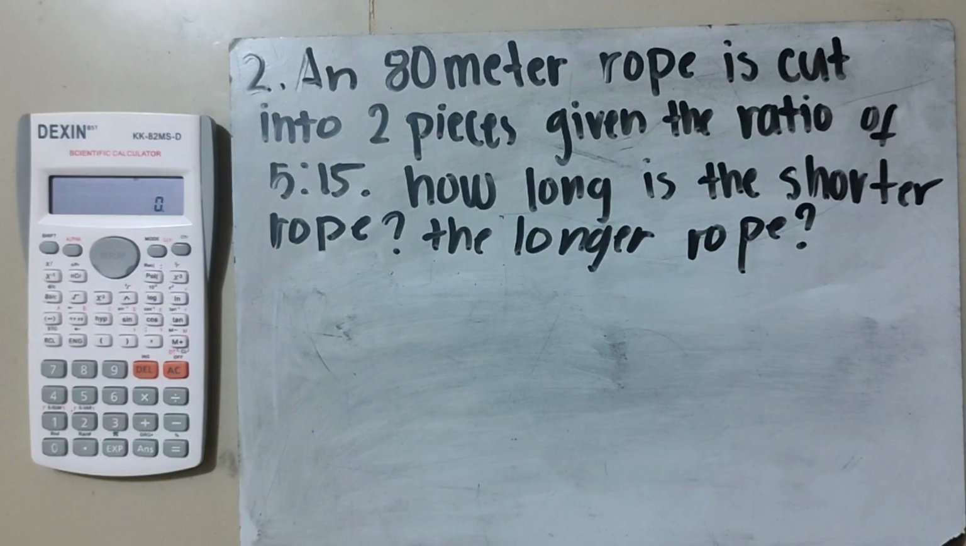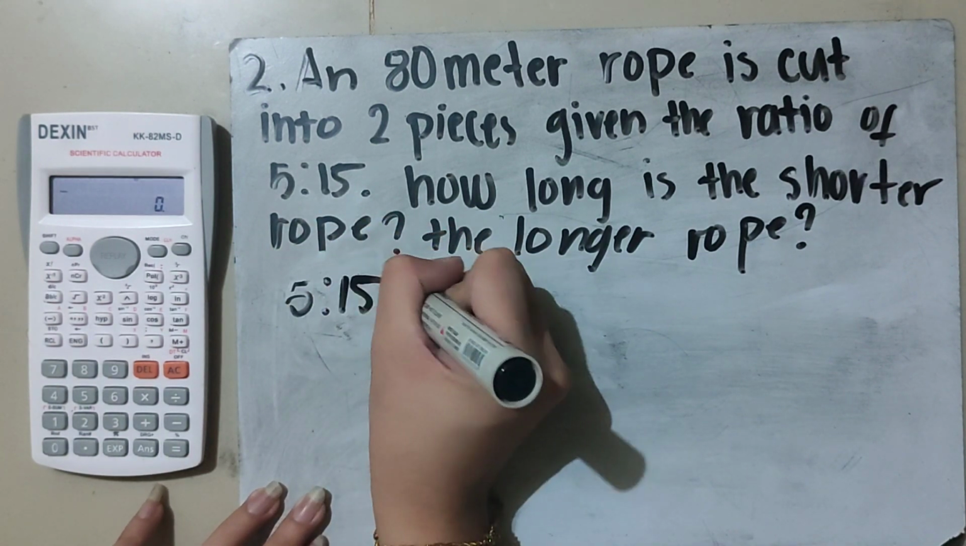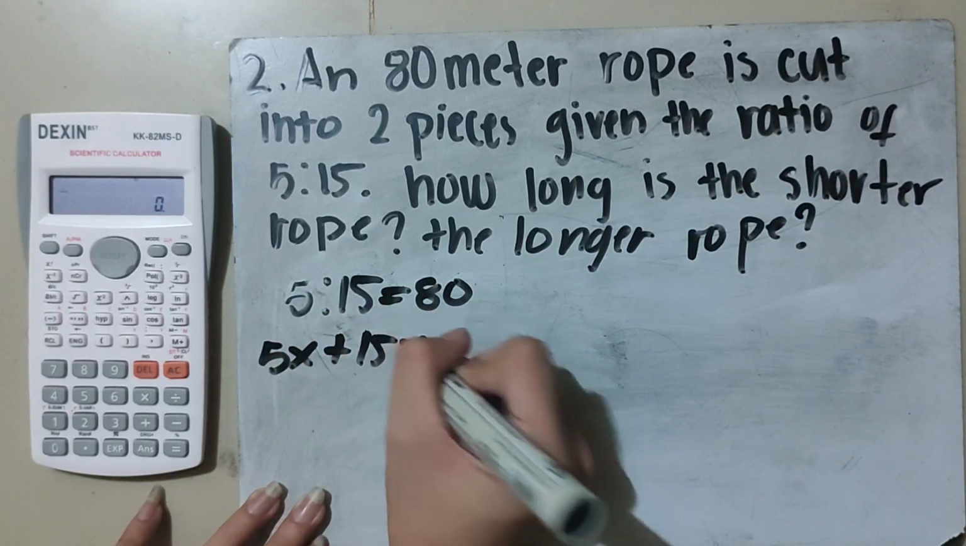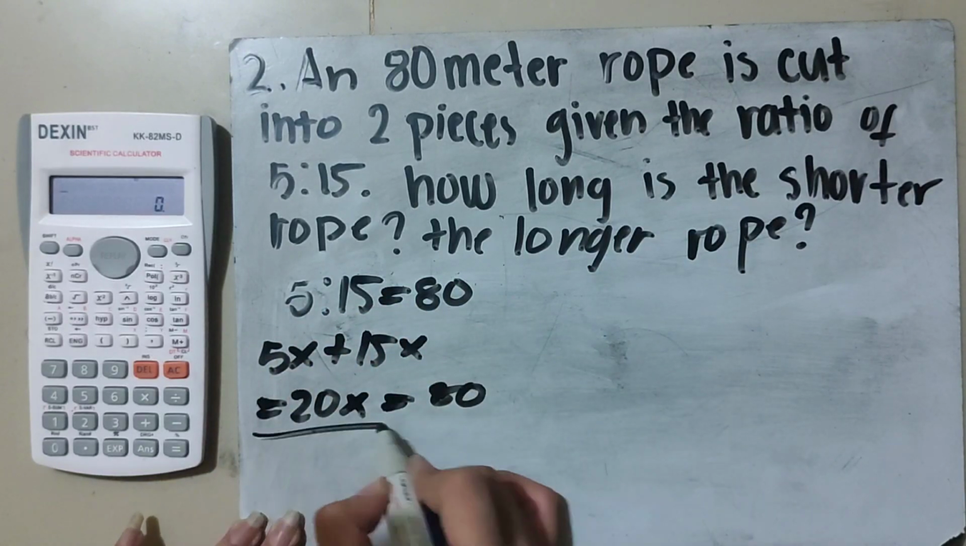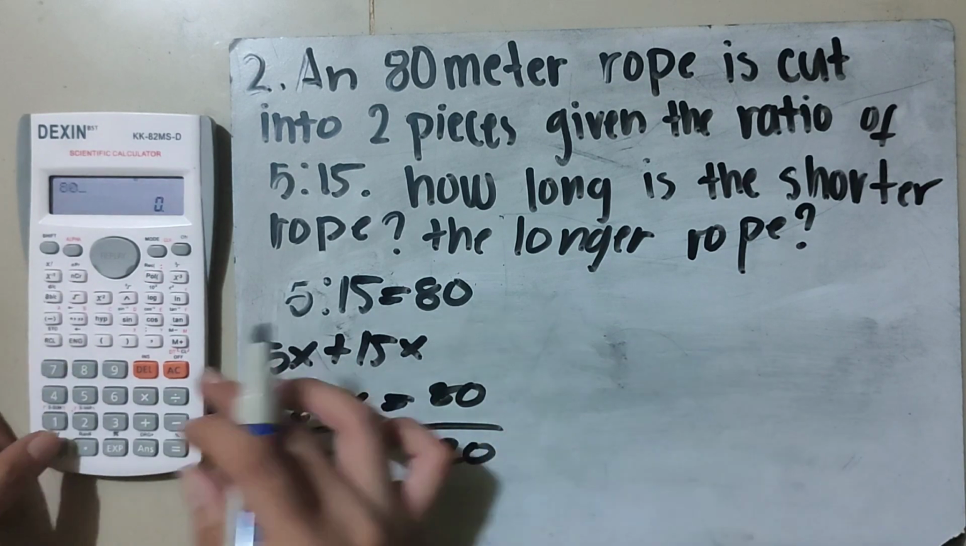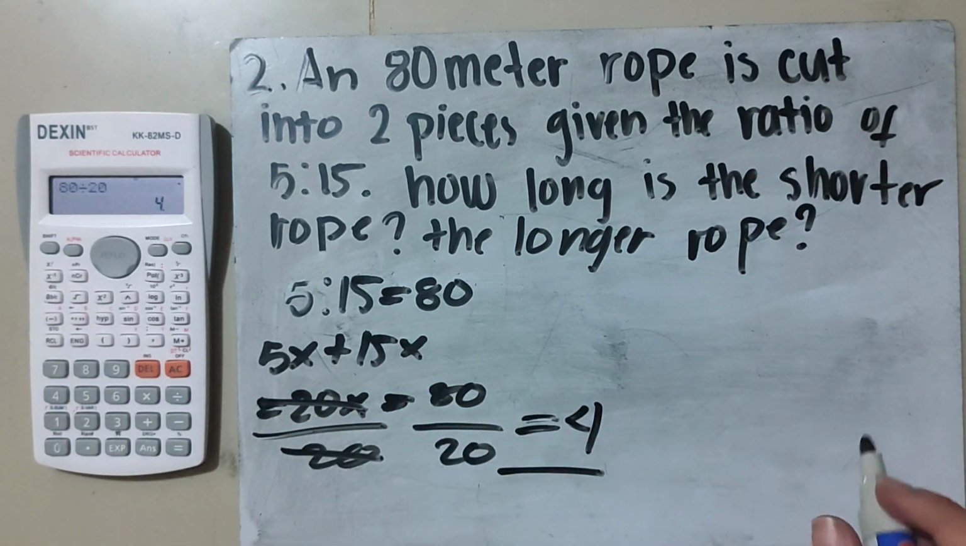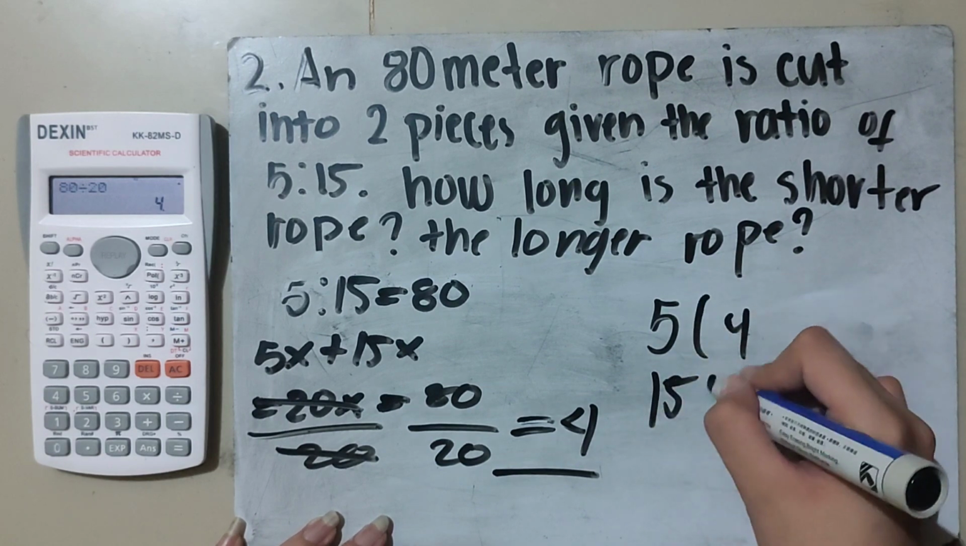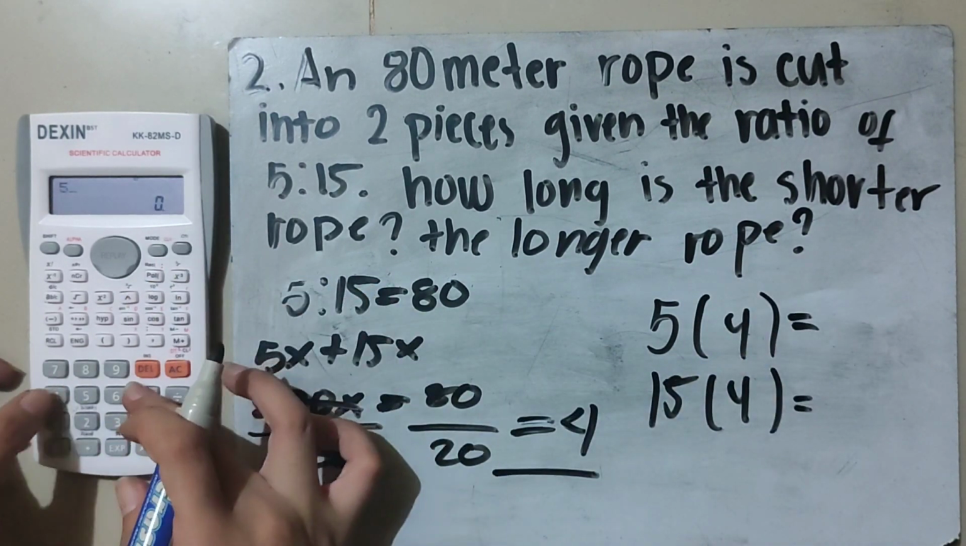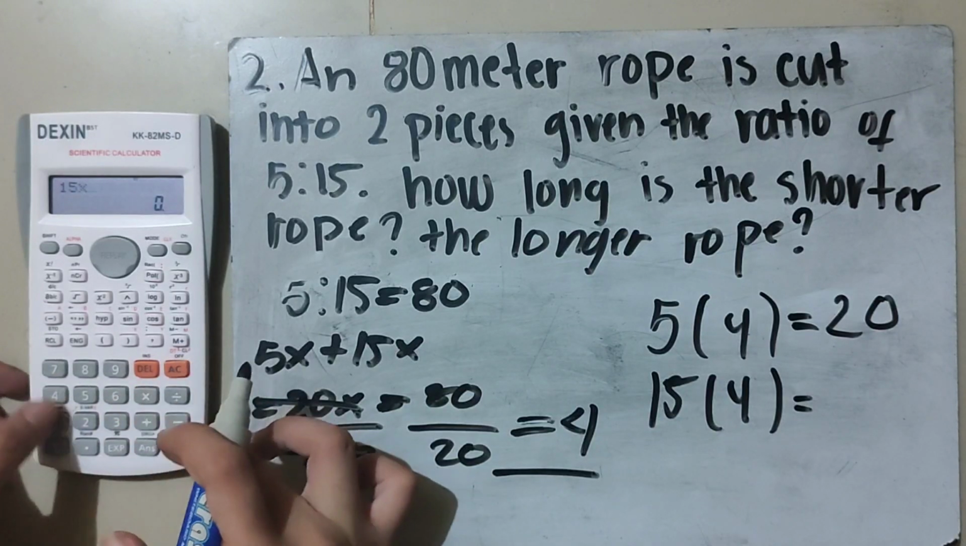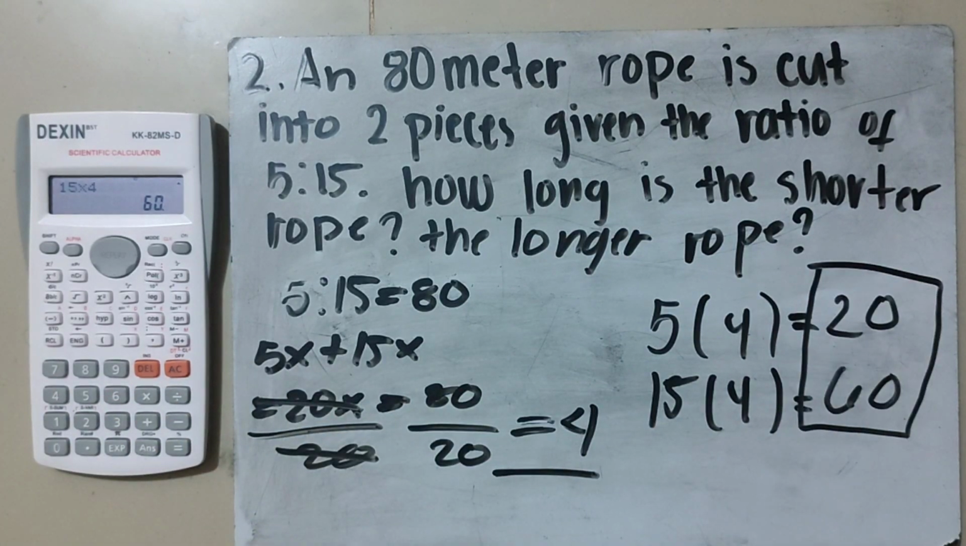Okay, let's have our second problem. So, sabi rito, how long is the shorter rope? The longer rope. So, let's do it step by step again. First, lagay muna natin yung given. Then, pag-plus mo lang yung ratio. Then, divide yung katabi ni x sa both side. Then, yung sagot natin dun sa na-divide natin is ita-times sa ratio. So, yung shorter rope natin is 20 meter and yung longer rope natin is 60 meter.